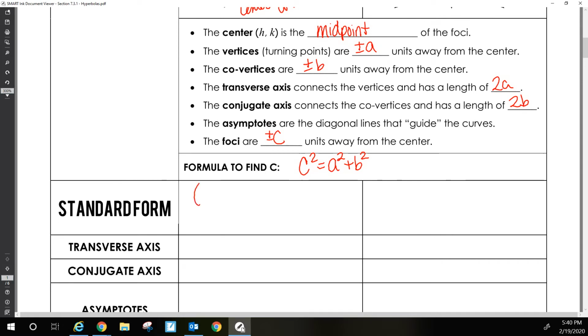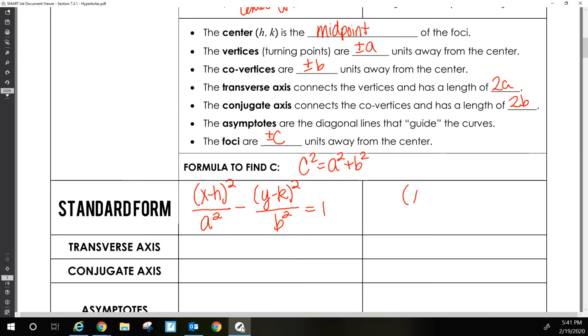Standard form looks very much like an ellipse. So (x minus h) squared over a squared, minus (y minus k) squared over b squared, equals 1. And again, this is for our horizontal. What is different about this one than the ellipse? You see what the difference is? The difference is the sign in between the x's and the y's. In an ellipse, it's x squared plus y squared. For our hyperbolas, it's a negative sign in here.